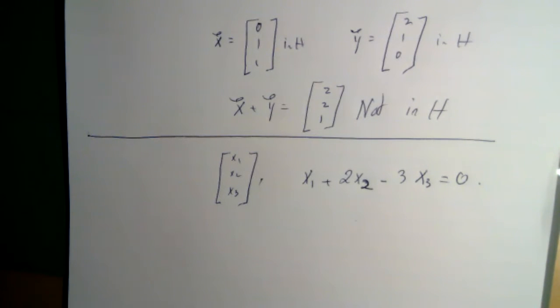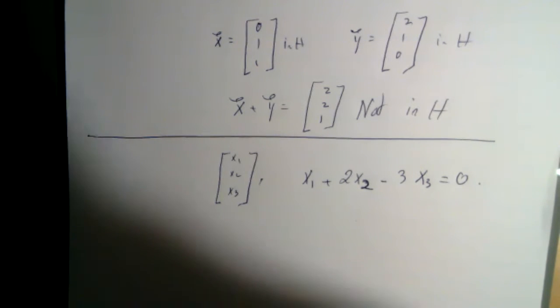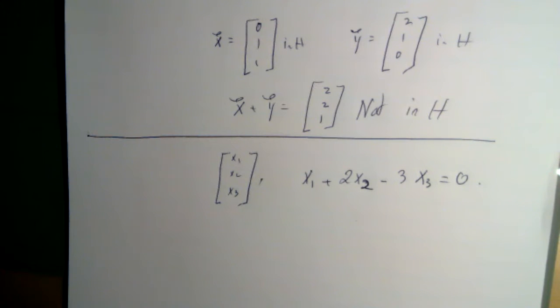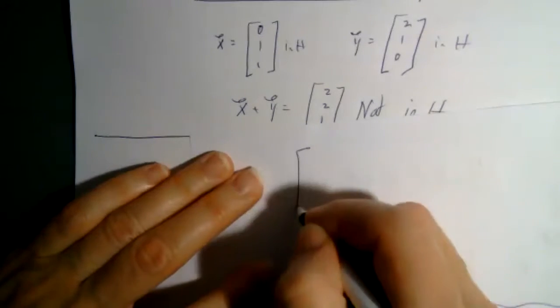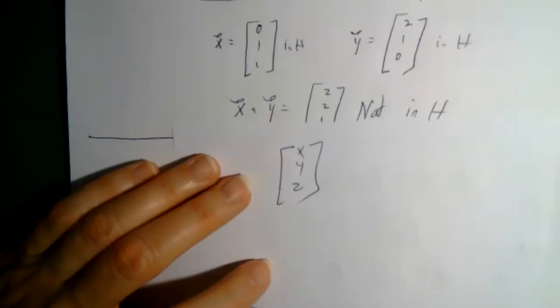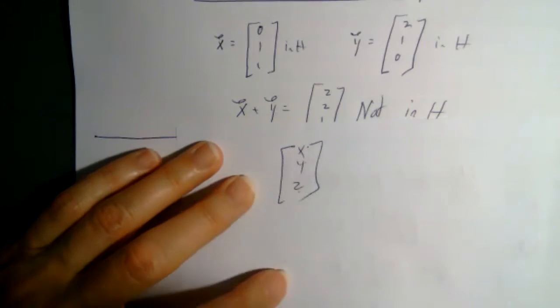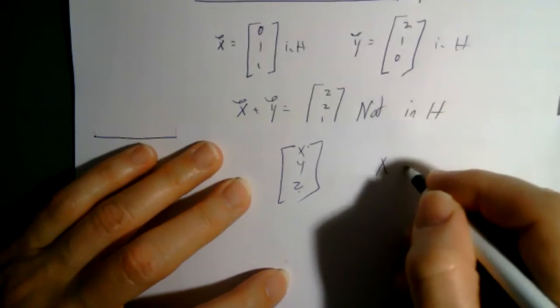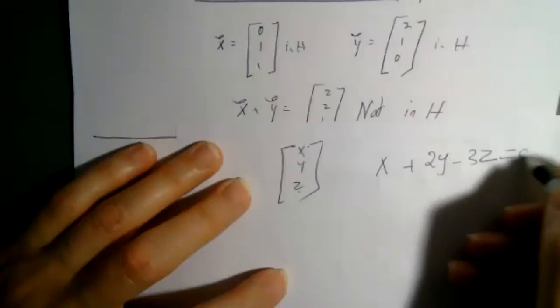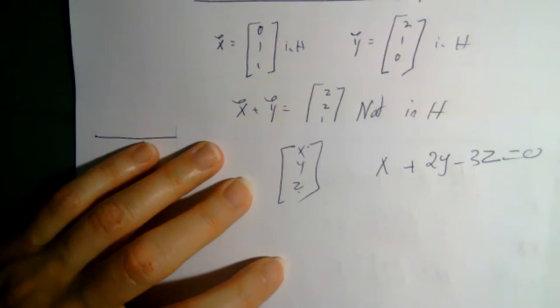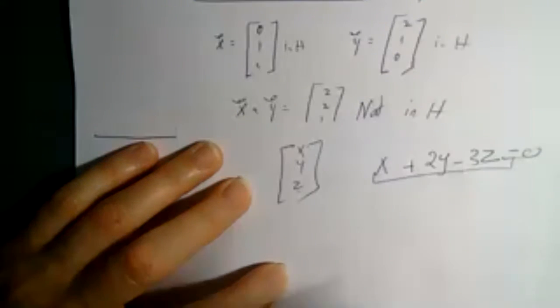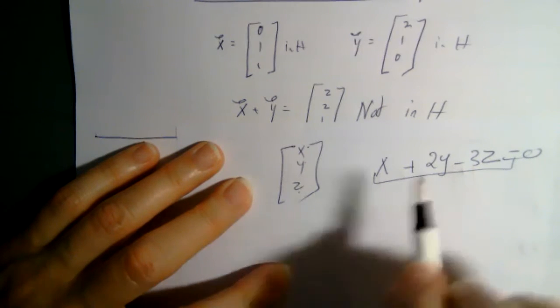Before I go any further, for those who have taken 261, and by now I imagine all of you are either done or taking Calculus 3, what is H? I'm going to rename x1, x2, and x3 as x, y, z, because this fits more into your intuition of Calculus 3. So H is all the points x, y, z such that x plus 2y minus 3z equals 0. Is it a plane? It's a plane. H is nothing more than the plane x plus 2y minus 3z equals 0, meaning all the points that satisfy this condition.